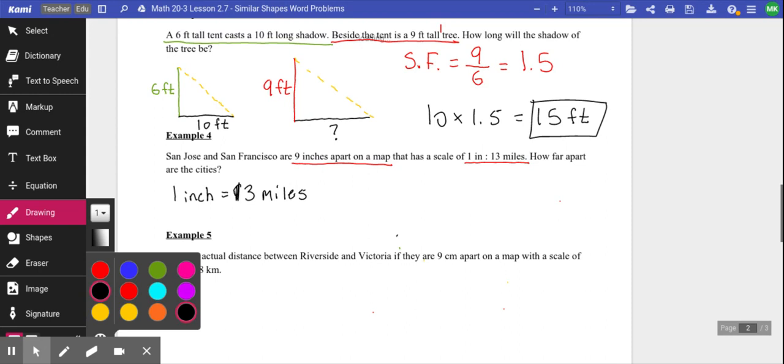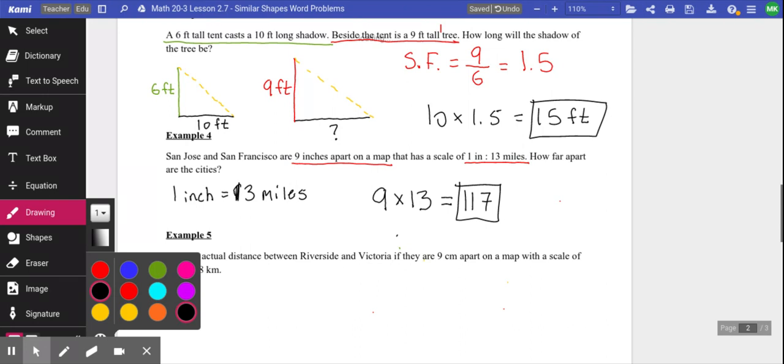I had brain fuzz. You could do this by creating a scale factor. The scale factor is 13 divided by 1, and then multiply that scale factor by your map measurement. Or you can just think about it the way that Reese described it and say, okay, if it's 9 inches, multiply that by each one of those being 13 miles, gives you a total of 117. Beautiful. So they're 117 miles apart in reality.